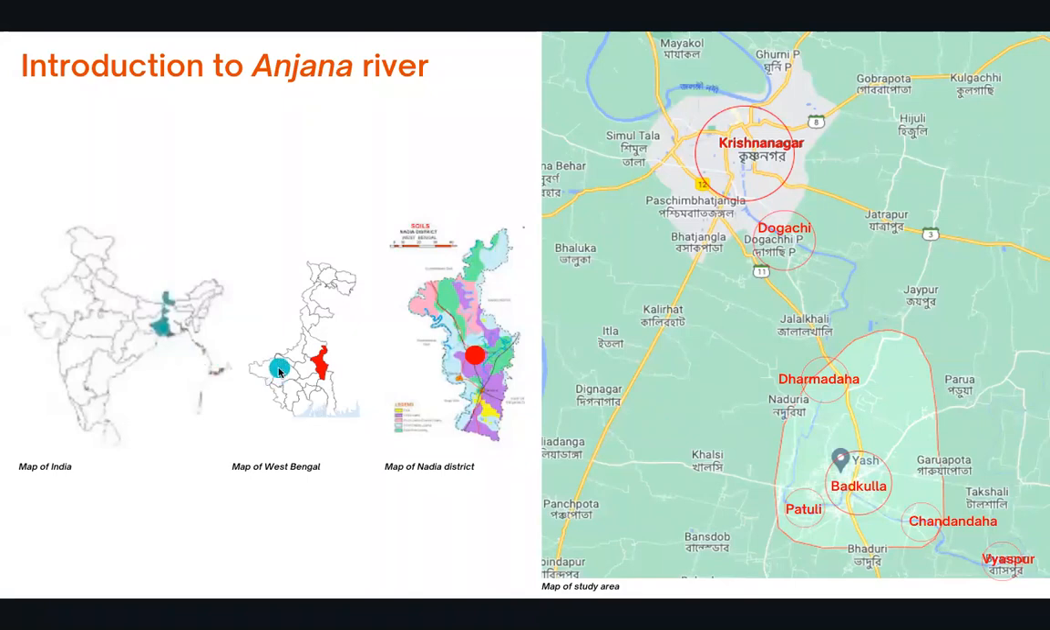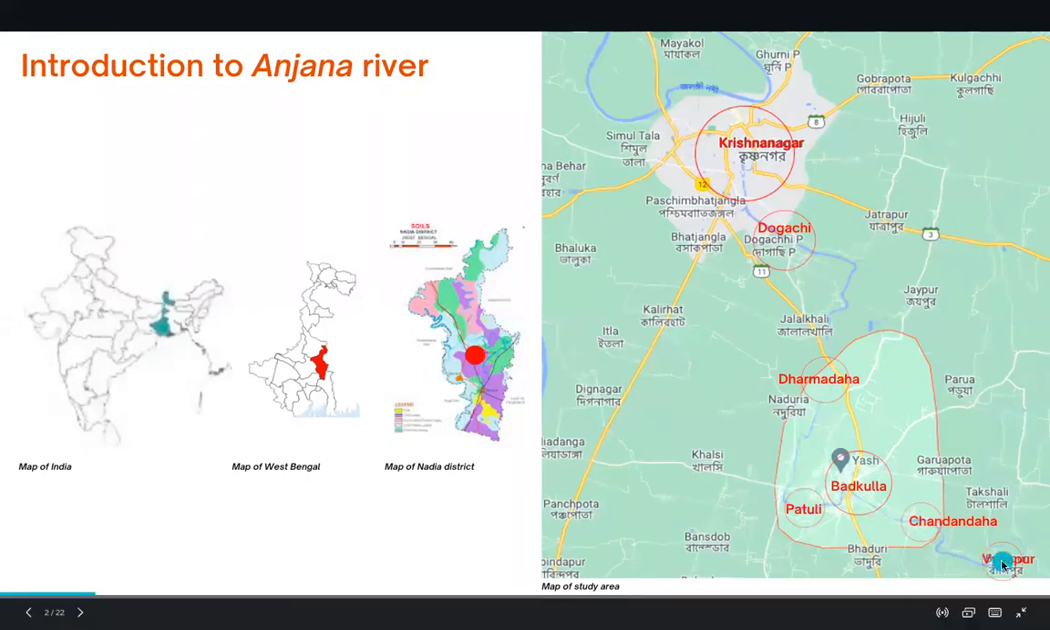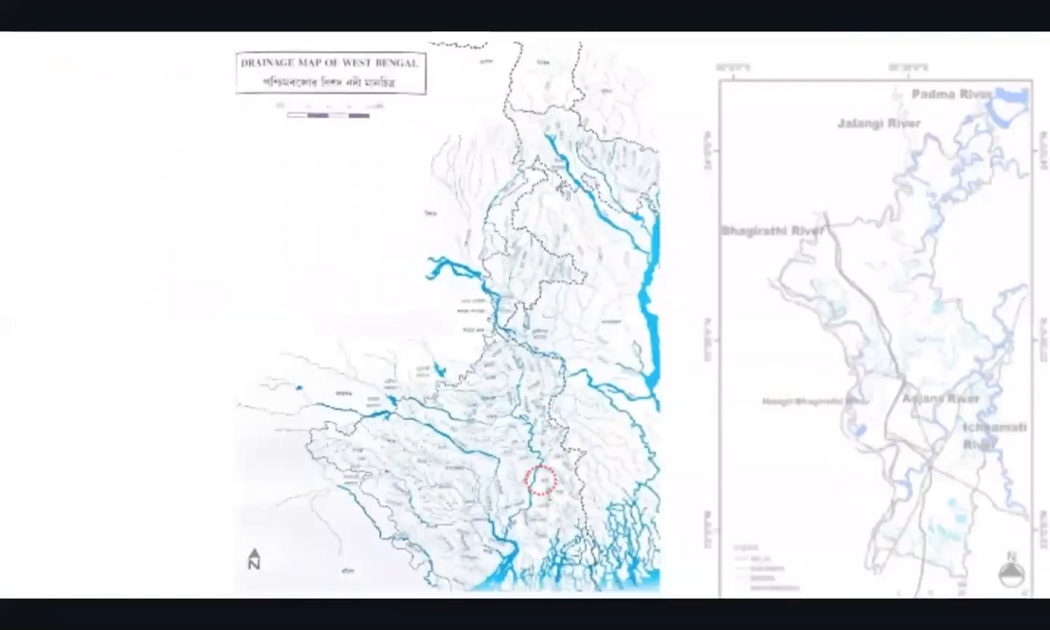And the river is located in a district called Nadia in West Bengal, which is a state of India. And as you can see on the right, the river originates from another river, which is called Jolongi. And then it passes through this town called Krishnanagar, which is a very old agricultural town. And then it moves towards the southeast, then towards the south, and then towards the east. And then it meets another river, which is called Churni, at Vyaspur. So this is the short introduction of Anjana.